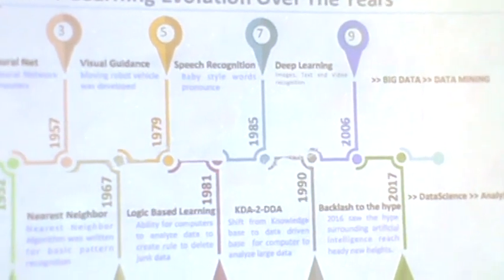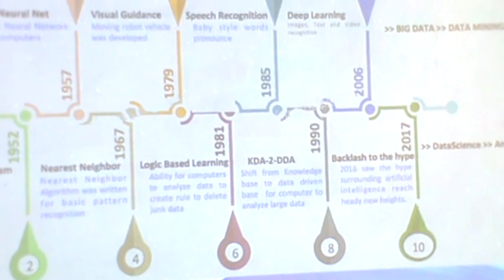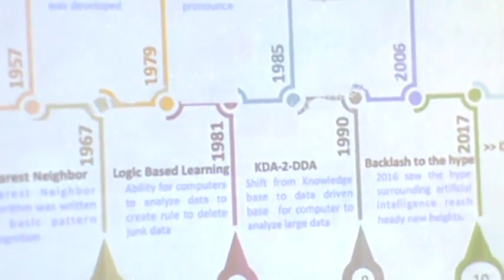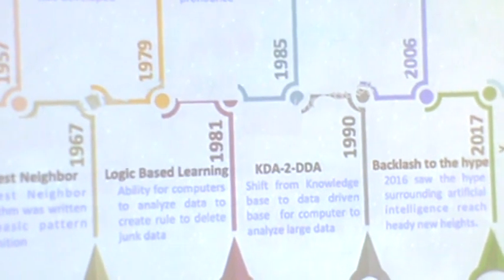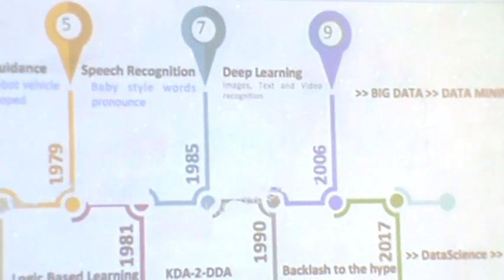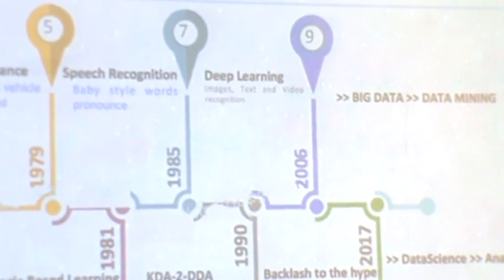After that, the computer itself analyzing the data and producing the result, that kind of thing was introduced in 1990. And in 2006, deep learning was introduced. First artificial intelligence was introduced, after that machine learning, and from machine learning, now deep learning has been introduced.